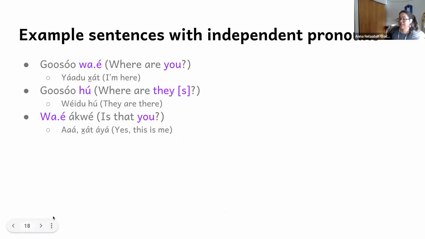So these are example sentences where we see independent pronouns. So the first one, repeat after me. Gusu wa'a. And then the response, repeat after me. Ya defet. Yeah, the hat. One more time. Gusu wa'a. Ya defet. Yeah, the hat.